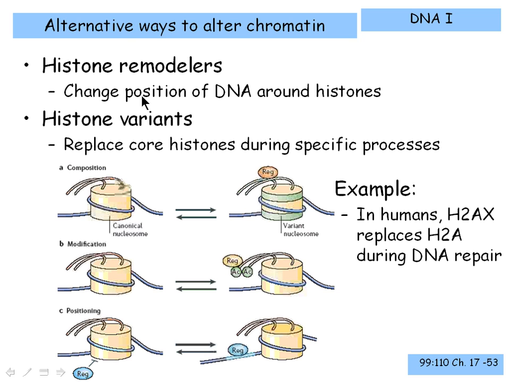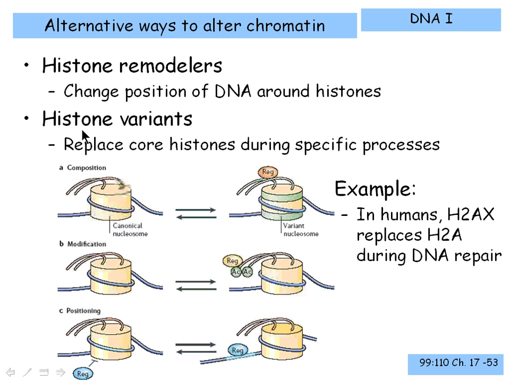Histone remodelers actually change the position of the DNA around histones. In this case, we have a regulatory protein that wants to bind to this section of the DNA. But since it's tightly packed in the nucleosome, it cannot access that part of the DNA. With the use of histone remodelers, the DNA can be moved around the nucleosome so that these regulatory proteins can bind at that specific site of the DNA.